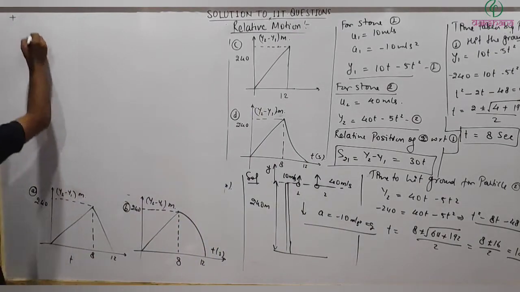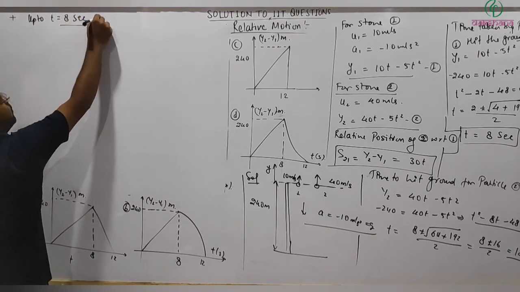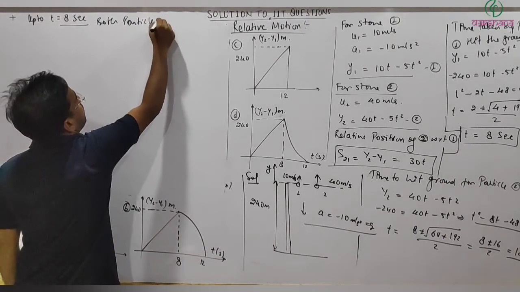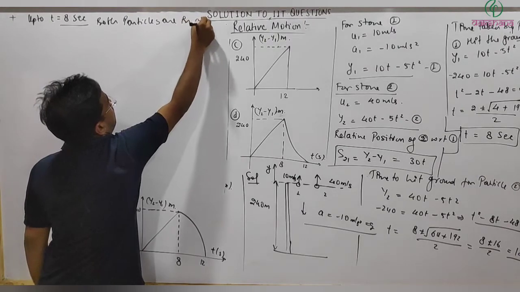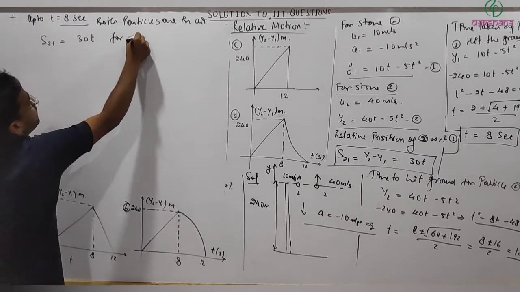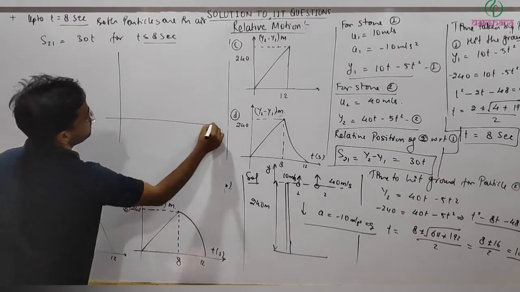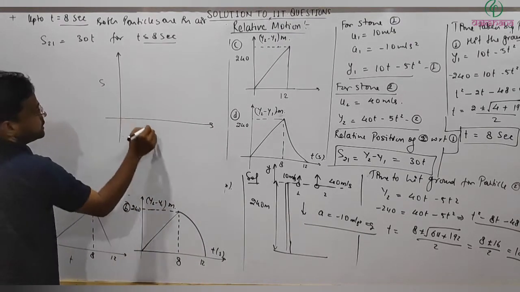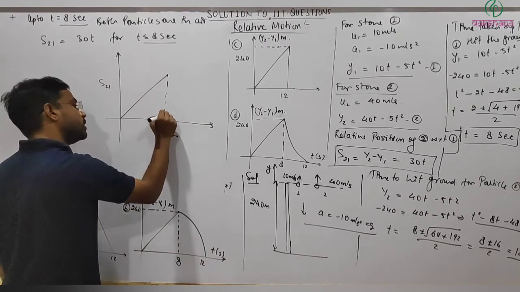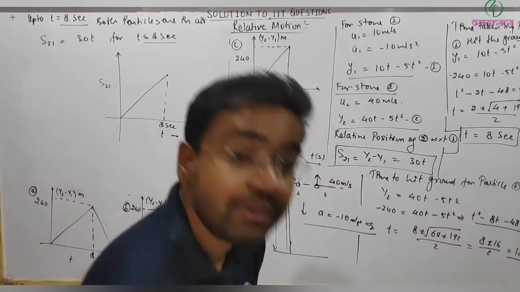So up to t equal to 8 seconds, both particles are in air, right? So relative position can be simply 30t for t less than or equal to 8 seconds. Then the graph of relative position S21 versus t up to 8 seconds will be simply a straight line. Clear? Then after 8 seconds, what will happen?